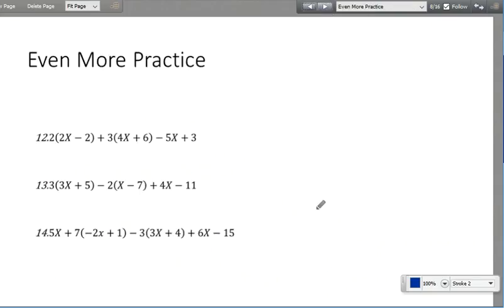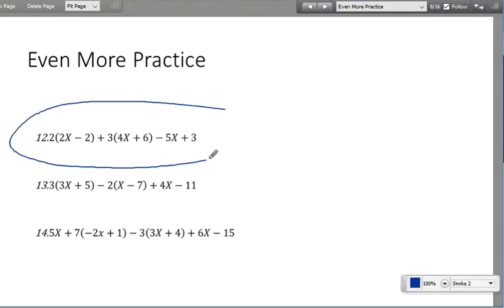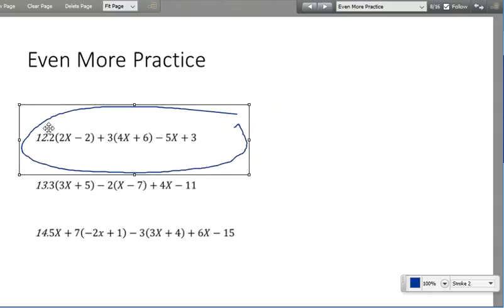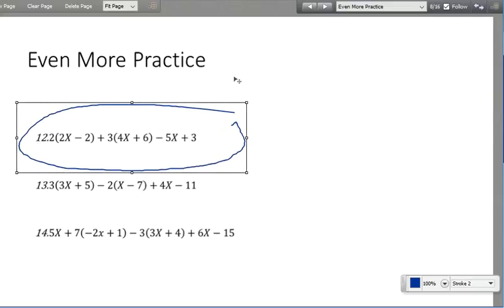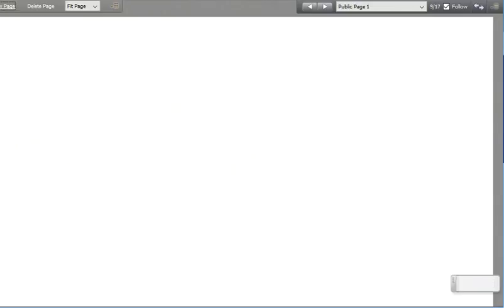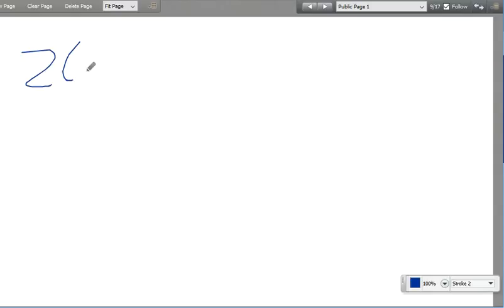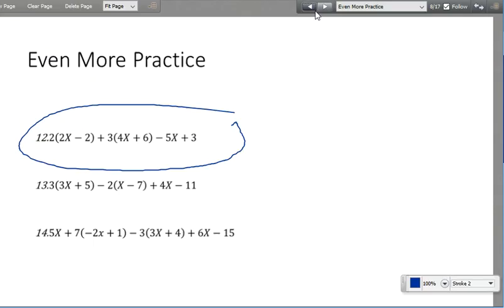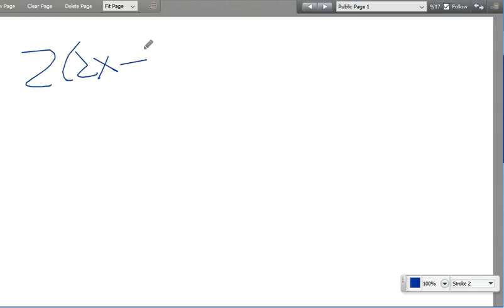Okay, so we have a few more. We have even more practice before we move on to your quiz. You can see that these are getting a lot more complicated. I am going to go ahead and copy this and put it on its own page so that we have lots of room so that this is clear for you. So we have 2 times 2x minus 2.